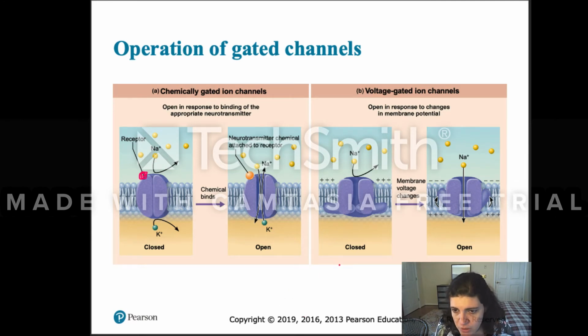Okay, same thing for voltage gated ion channels. The difference is that here, what makes the channel open is not a neurotransmitter. It's the fact that the membrane is depolarized. You see how it was positive outside and negative inside when it was closed? To open, it depolarizes the membrane. It gets negative outside and positive inside. How does that happen? Because sodium is going in.